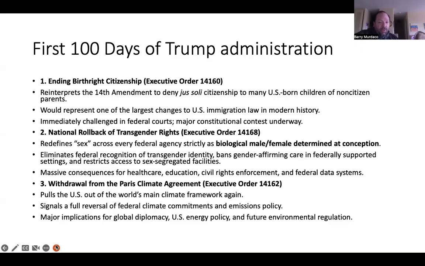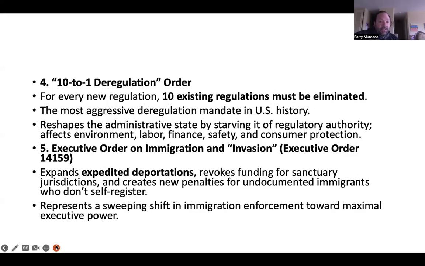This is a framework for limiting greenhouse gas emissions, CO2 emissions. The United States' compliance with it is inconsistent at best, let's say. He's also initiated a deregulation order. For every new regulation, 10 existing regulations must be eliminated. This is the most aggressive deregulation mandate in U.S. history. It reshapes the administrative state by starving it of regulatory authority, basically eliminating its ability to regulate corporations, which has long-term effects on the environment, labor, finance, safety, and consumer protection.